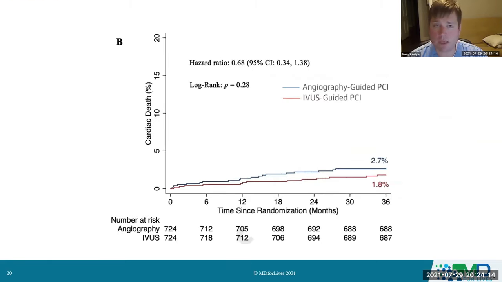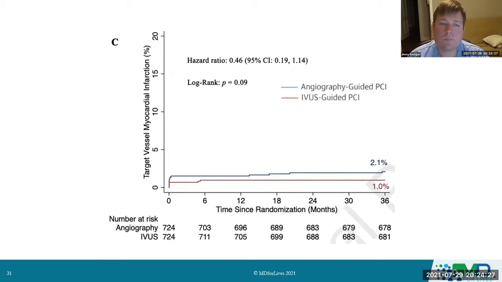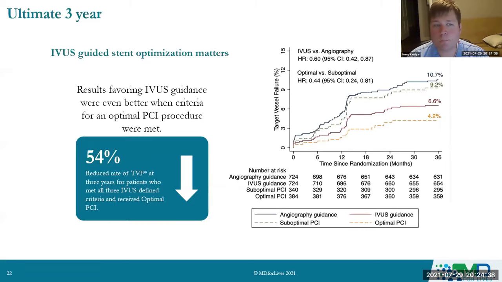So here, death, again, not statistically significant, but one is lower than the other. So IVUS-guided PCI does have a numerically lower rate of death at a 3-year time horizon than angiography-guided PCI. Target vessel myocardial infarction, so having a heart attack from an issue in that vessel, again, numerically lower, even though stent thrombosis was significant, TVMI was not statistically significant.